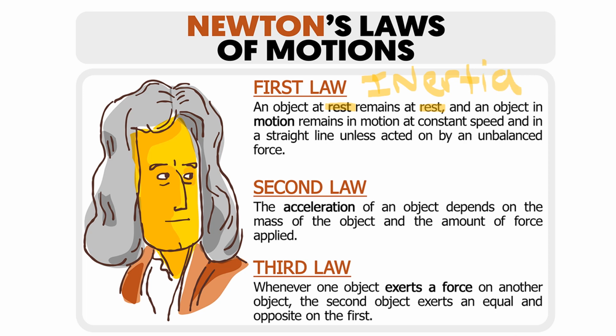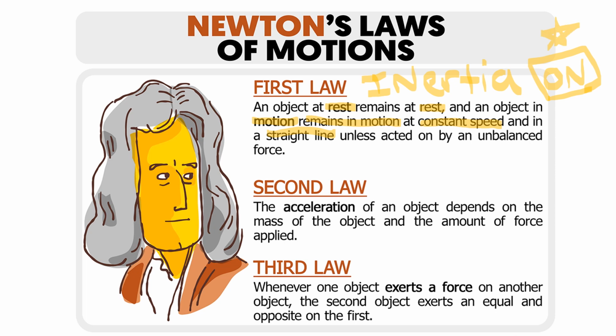And an object in motion remains in motion. Here's the key, at a constant speed and in a straight line. Okay, so all the examples, we'll use the color orange for that. All those examples mean that the net force is 0 newtons. All of the arrows, all the vectors balance out, and that means that they're constant.